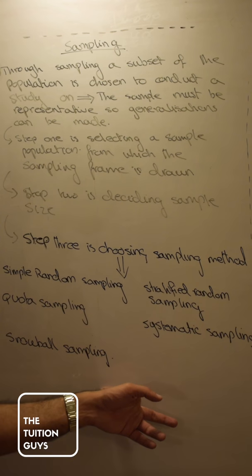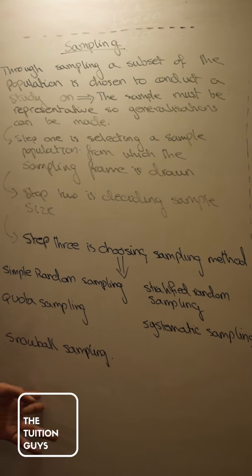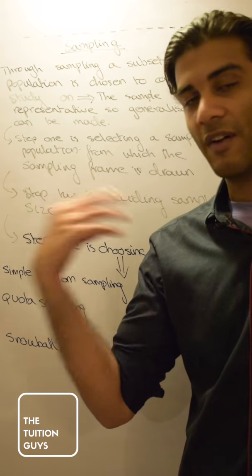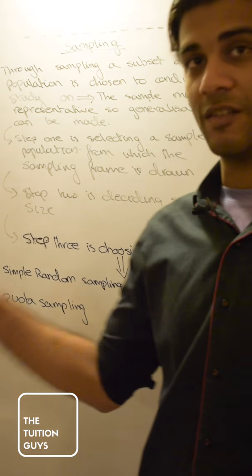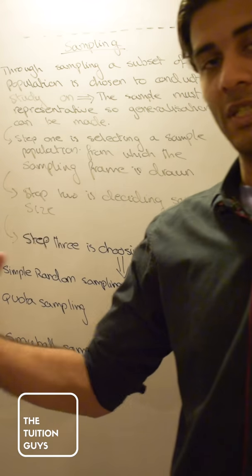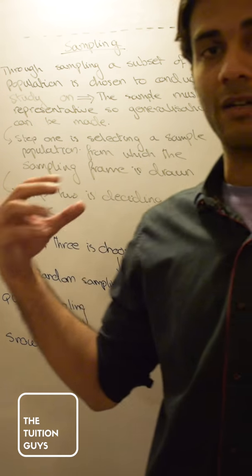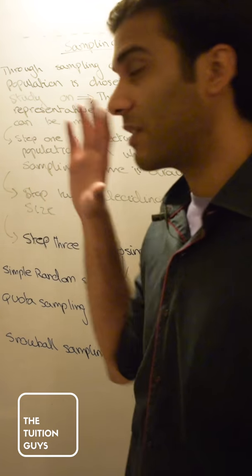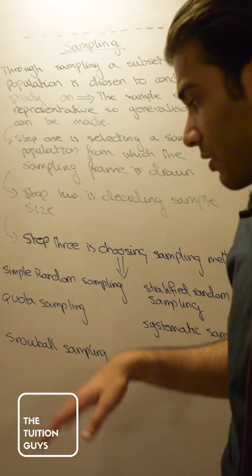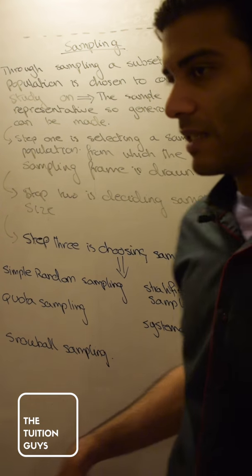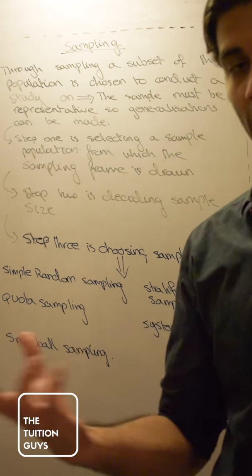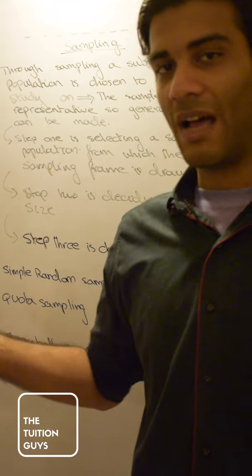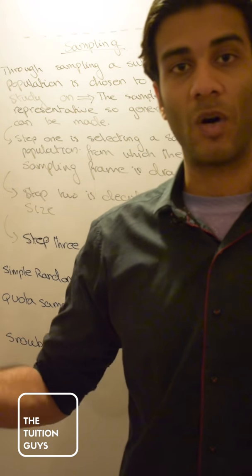Lastly, we have snowball sampling right here. Snowball sampling has to do with finding samples when it's particularly difficult to meet a particular characteristic or find a particular criteria, or people might not be willing to be participants in your sample population. So what you might do is ask someone, firstly, if they want to be part of the study, part of your sample, and you don't have a sampling frame in this. You don't have a sample population.